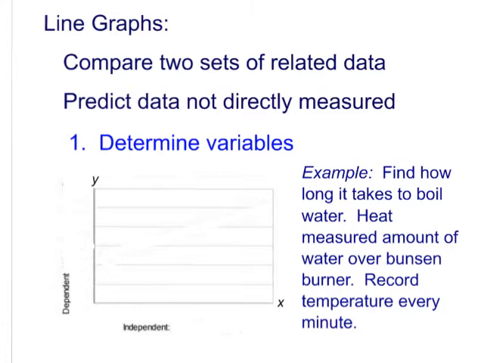Let's look at the steps that we need to take in order to create a line graph. First, we need to determine the variables. So I just set up a little example for us to help us be able to do this. Let's say we are to find out how long it takes to boil water, and we are to heat some measured amount of water over a Bunsen burner and record the temperature every minute. So I want you to pause this, think about what would the independent variable be here and what would the dependent variable be.